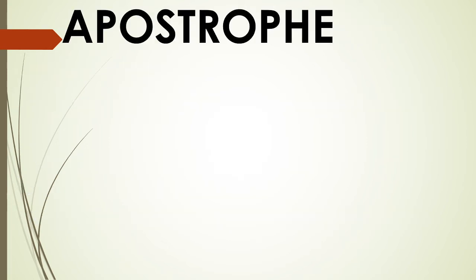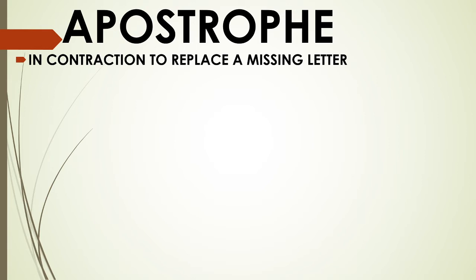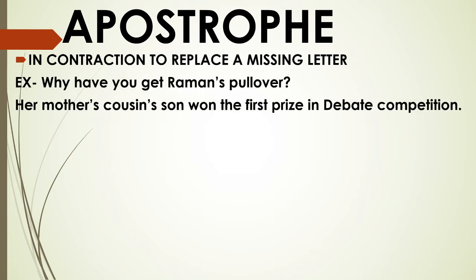Apostrophe. Apostrophe has more than one job to play. First of all, we use an apostrophe in contractions to replace a missing letter. For example, why have you got Raman's pullover? Or, her mother's cousin's son won the first prize in debate competition.